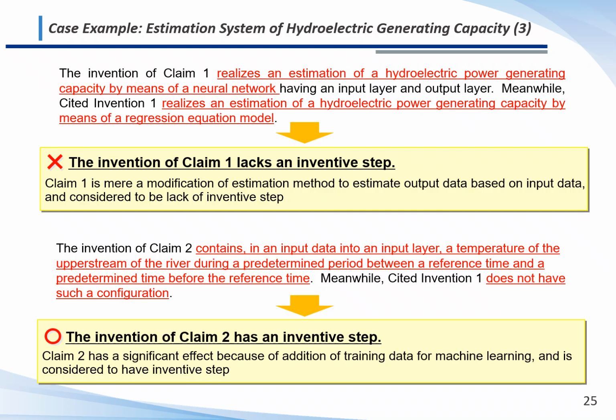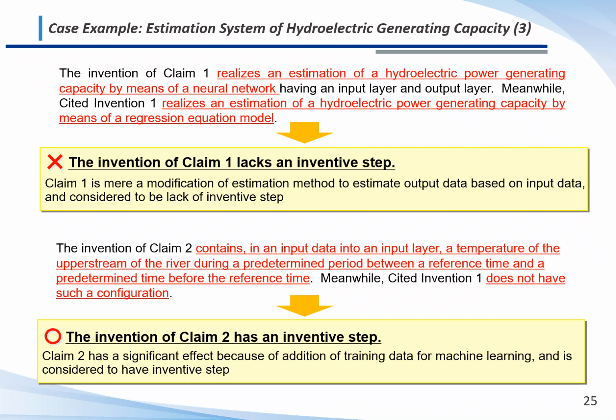On the other hand, when comparing the invention of Claim 2 with cited invention 1, the invention of Claim 2 contains an input data into an input layer, a temperature of the upper stream of the river, whereas cited invention 1 does not have such a configuration. In this respect, the two inventions differ further. Here, there is no prior art found disclosing such use of the temperature of the upper stream of the river for estimation of a hydroelectric power generating capacity.